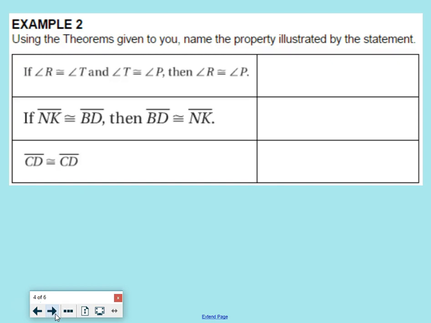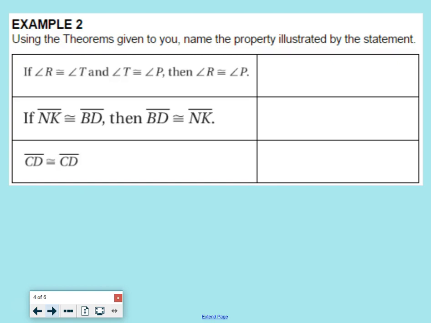Example 2. Using the theorems given to you, name the property illustrated by the statement. These theorems were given to you on your 2.6 resource sheet, so the resource sheet that you grabbed today along with your notes. So we have if angle R is congruent to angle T, and angle T is congruent to angle P, then angle R is congruent to angle P.